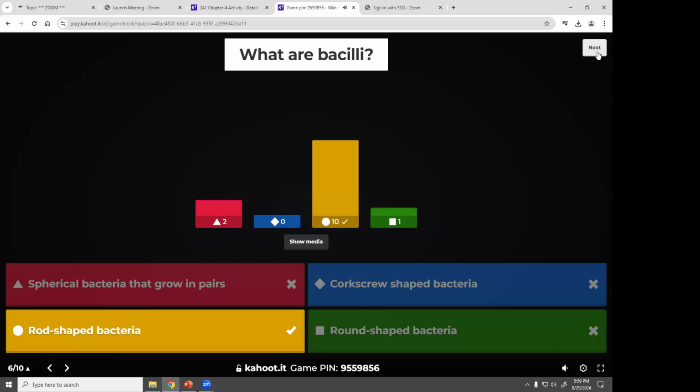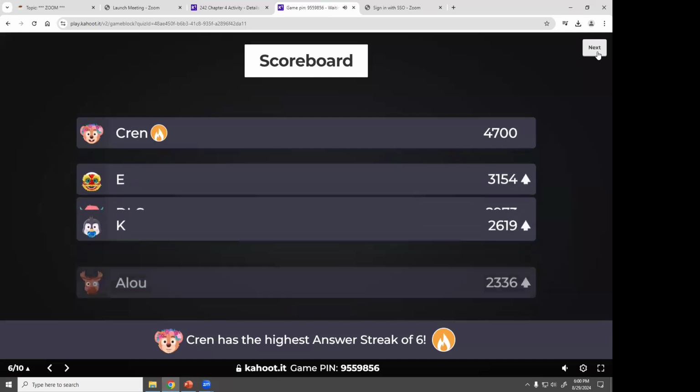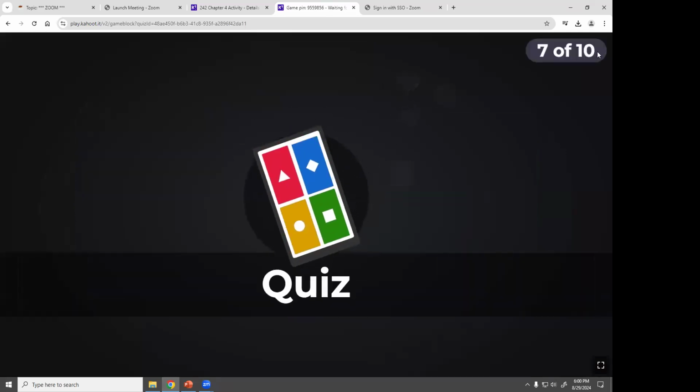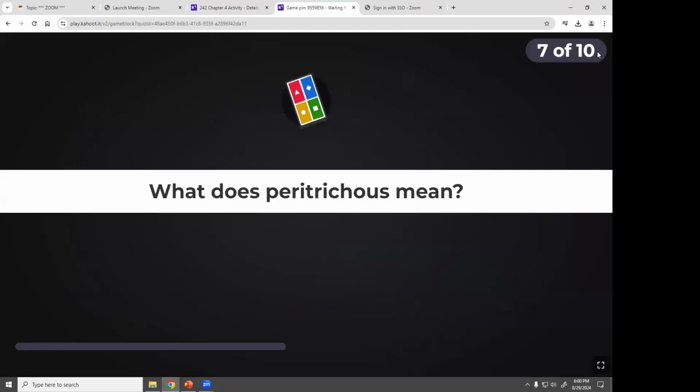All right, great. So these are the rod-shaped bacteria. So yeah, I don't know what else to say. And the cocci are the round ones, right? What does peritrichous mean?